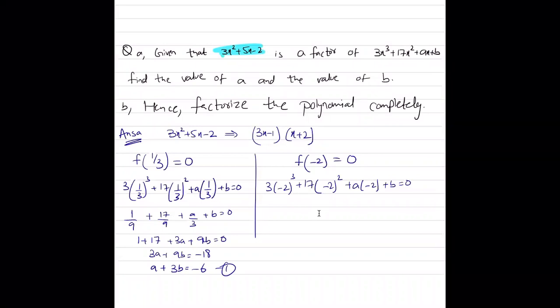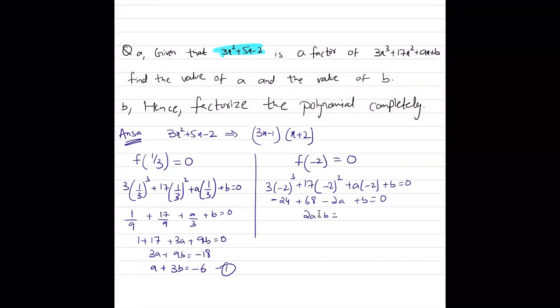So I'm getting 2 plus 1 upon 3a plus b equals to 0. But if I multiply it by 3, I'll get the same. Okay. Now for the second equation, that's going to be negative 24 plus 68 negative 2a plus b equals to 0. So 2a minus b equals to 68, take away 24 is going to be 44. These are the two equations, and you need to solve them simultaneously and get the values of a and b.